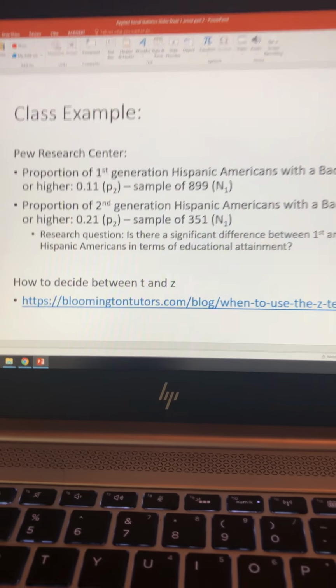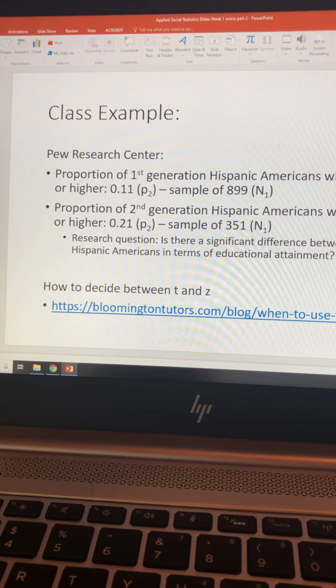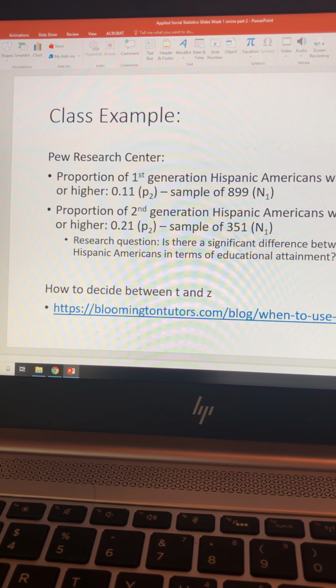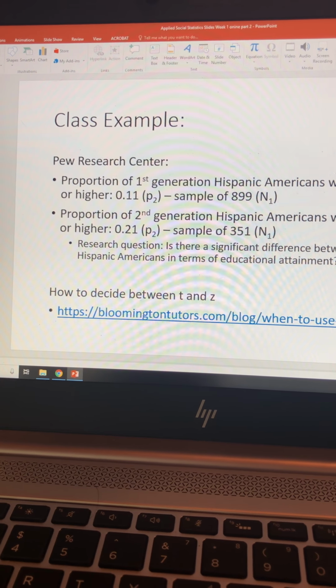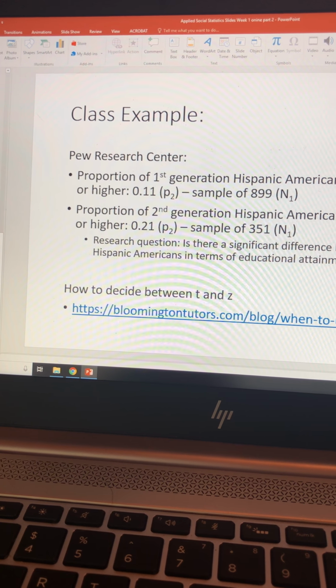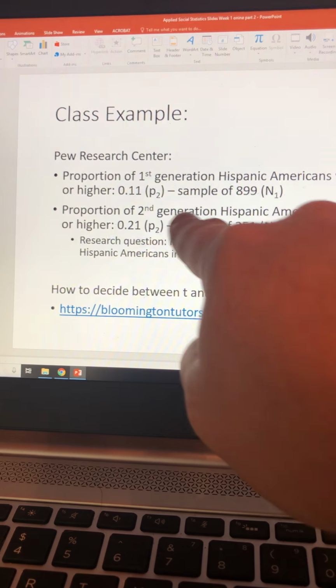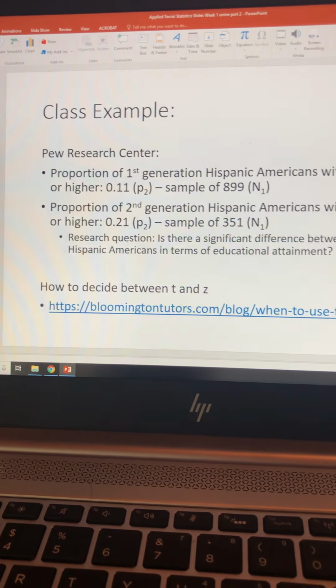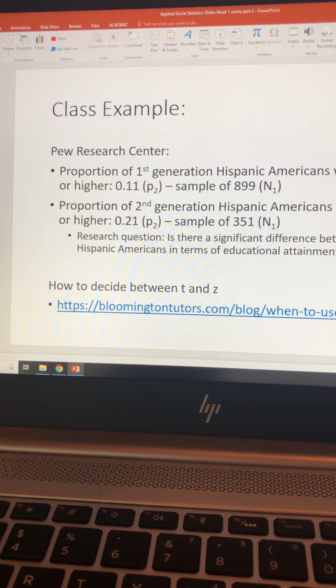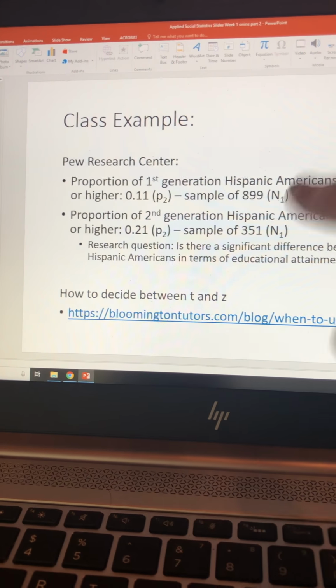But I went to the website and found that the proportion of first-generation Hispanic Americans with a bachelor's degree or higher was 0.11. So basically, 11% of first-generation Hispanic Americans had a bachelor's degree. Whereas in the second generation, that proportion goes up to 21%, or 0.21. And here are your two sample sizes.